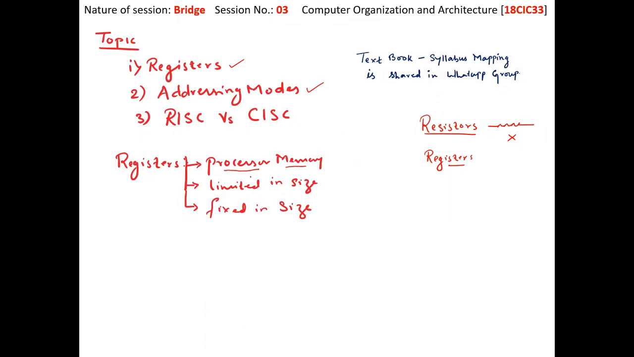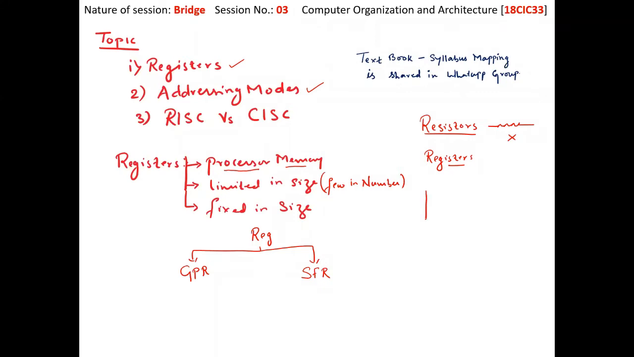These registers are classified as GPR, general purpose registers, and one more classification we have is SFR, special function registers. Now, if you look at the design of the registers, they are limited in size. I mean, they are few in number. Why should they be few in number?